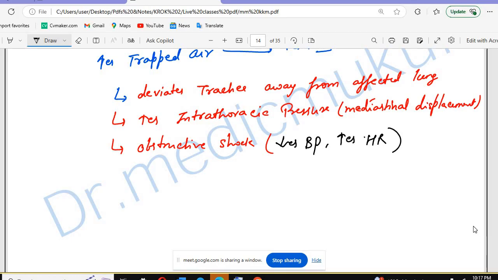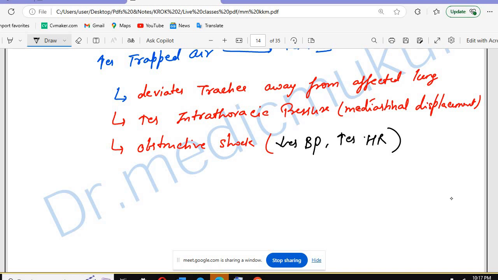It can be any kind of shock. It can be anaphylactic shock, septic shock, obstructive shock, any shock. But there are two things: the decrease of the blood pressure, and due to that decrease of blood pressure, the heart rate will shoot up, that is, it will be increased.